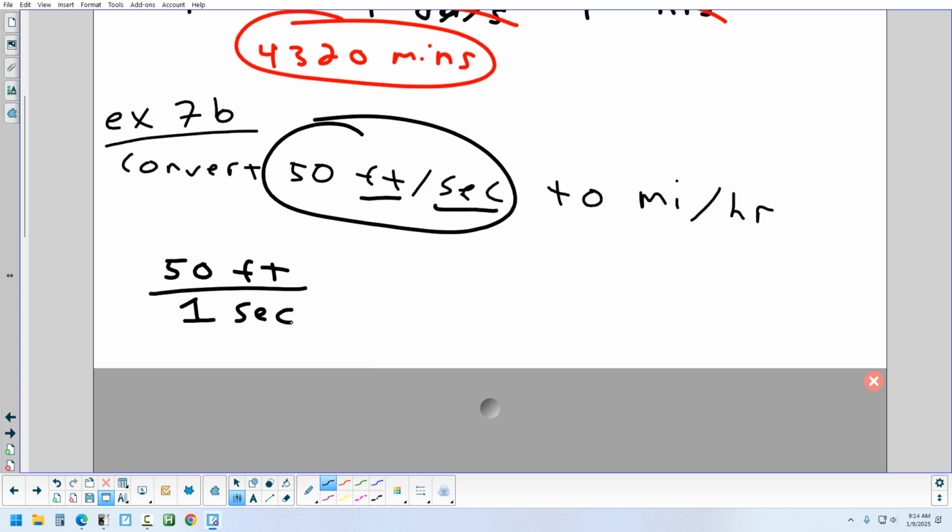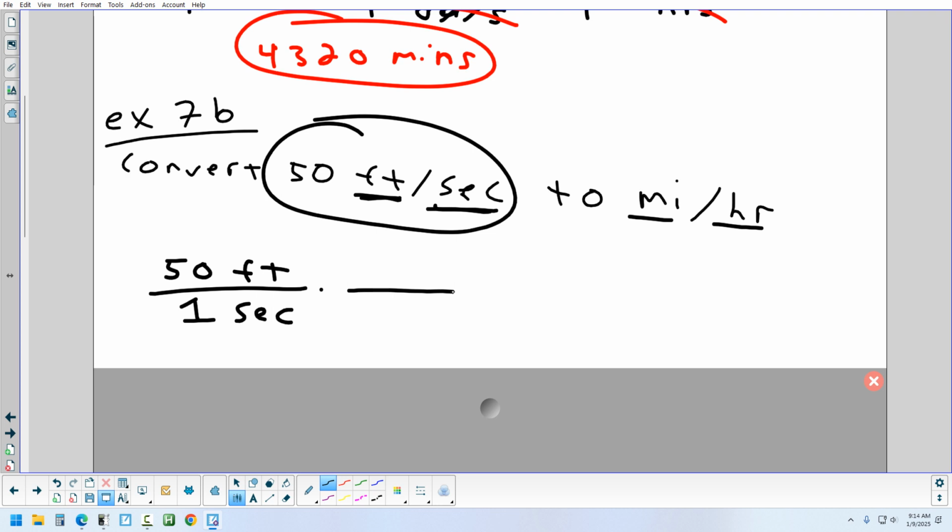Okay. And now it's like we're really doing two problems. First, we have to get feet into miles. Then we have to get seconds to hours. So we have to fix both parts of that. It doesn't matter which one we do first. So let's deal with the time unit first. Okay, let's change seconds into hours. But what unit are we going to go through in the middle as we change seconds to hours? Yep, minutes. Okay, so first let's change seconds to minutes.